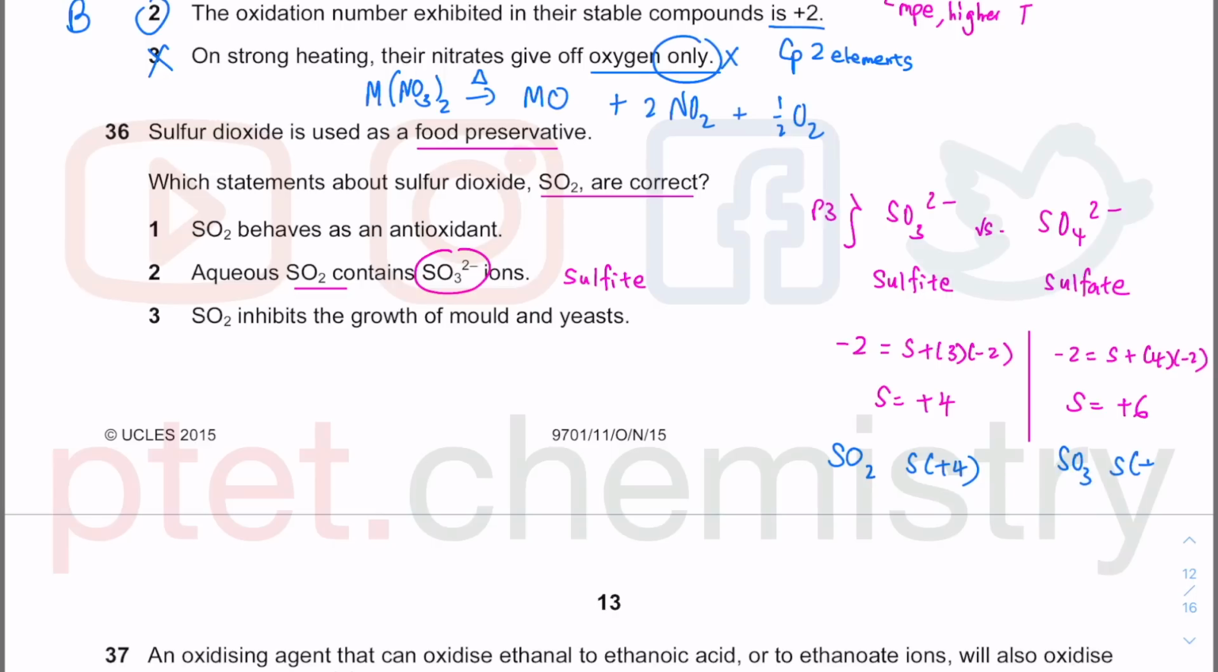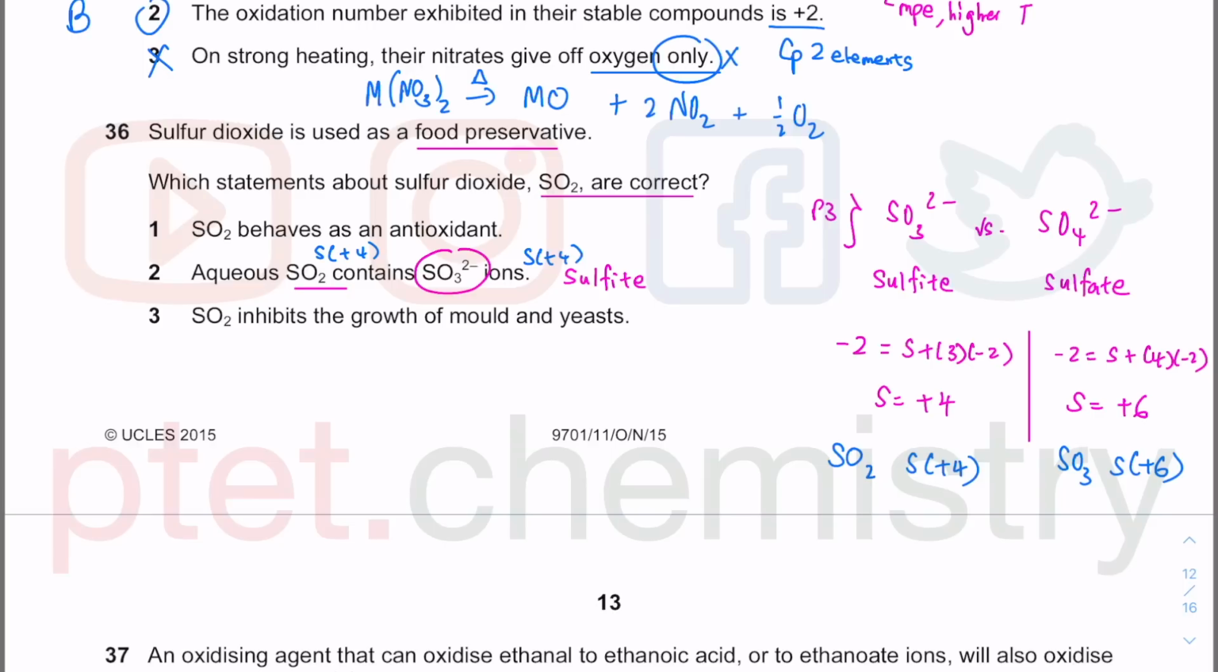SO3 is sulfur plus 6. If you watch my other topical playlist on periodicity, specifically on nitrogen sulfur chemistry, you know that I specify this sulfur plus 4 in the SO2. When it dissolves in water, it is going to give you H2SO3, which consists of this SO3 2 minus sulfite, plus 4. When you have SO3 dissolving in water, you're going to get exclusively H2SO4, which consists of these SO4 2 minus sulfate. Both of them are plus 6. So SO2 is sulfur plus 4. SO3 2 minus is sulfur plus 4. So this is actually correct.